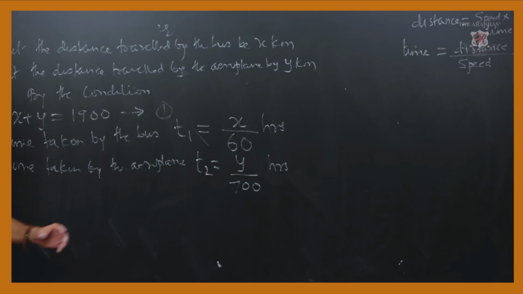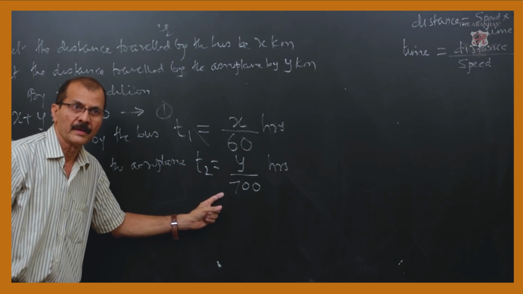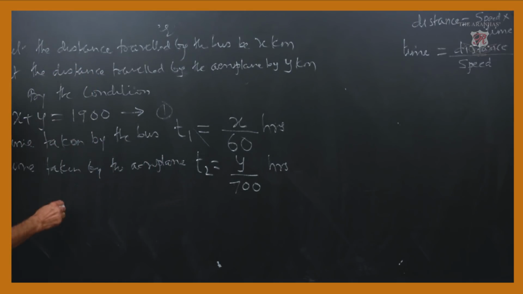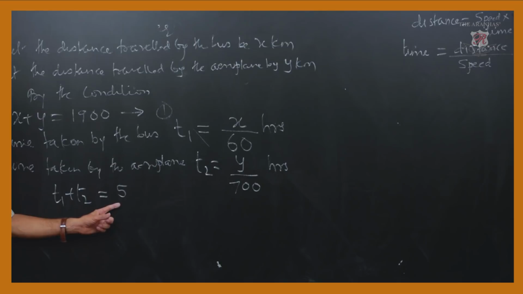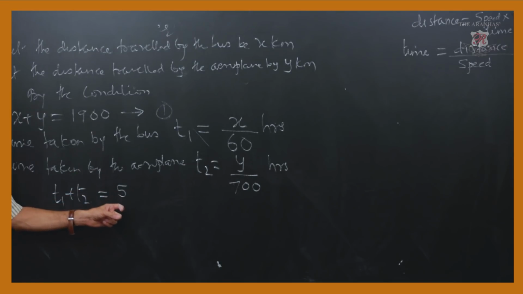Now, you know the time taken by the bus and the time taken by the aeroplane. So the total time required for that journey will be T1 plus T2. And how much is that time? That time is 5 hours, given. Is that clear? Why is T1 plus T2 equal to 5? T1 is the time taken by the bus, T2 is the time taken by the aeroplane. The total time means T1 plus T2, but the total time taken is given to me as 5 hours.